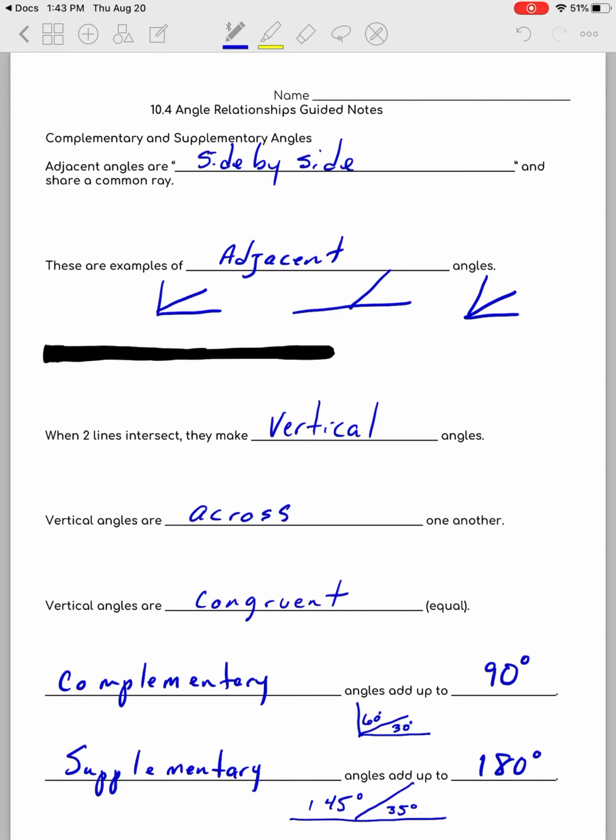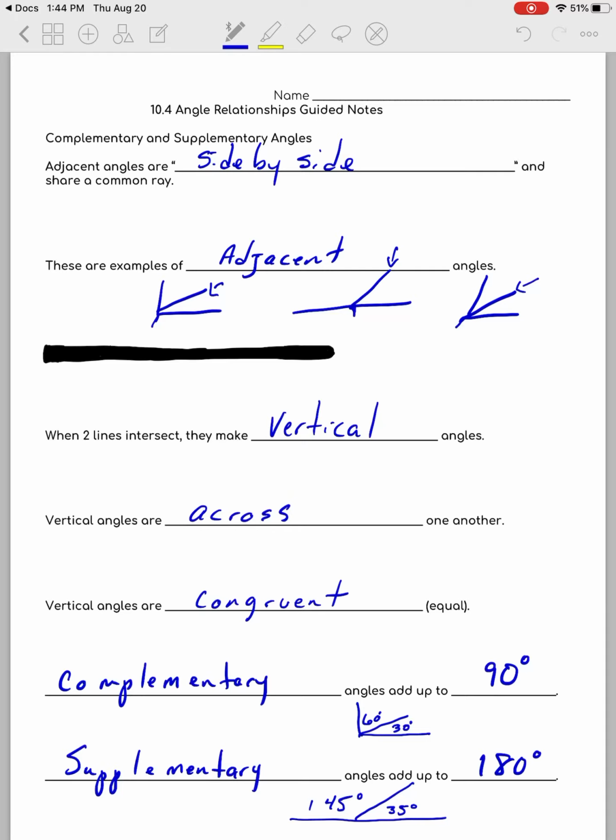Adjacent angles are side by side and share a common ray. Below here are some examples of adjacent angles. Notice how they share a common point, a common vertex, and they also share a side wall. They have a wall in between them, a ray in between them.